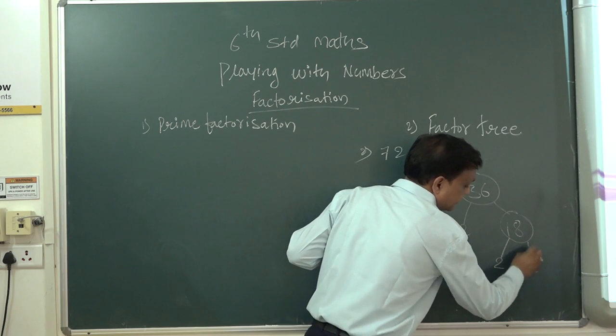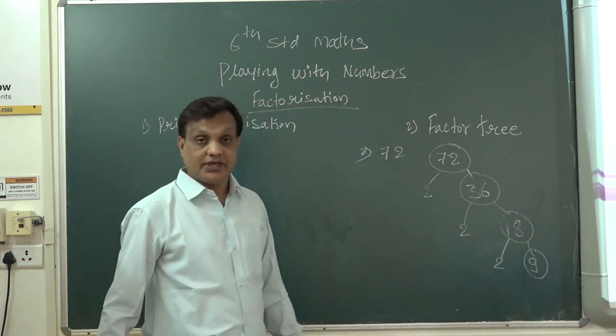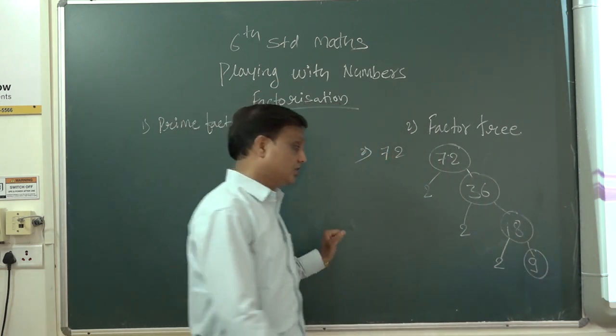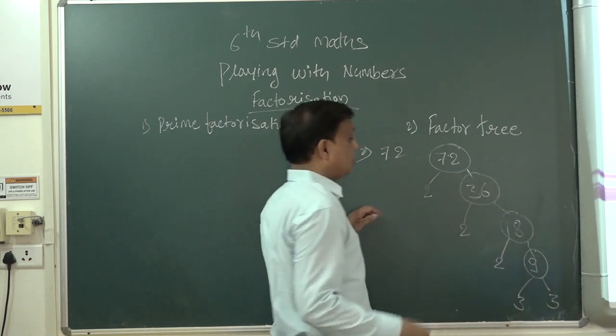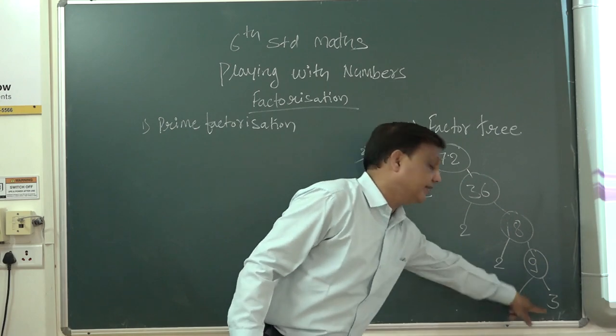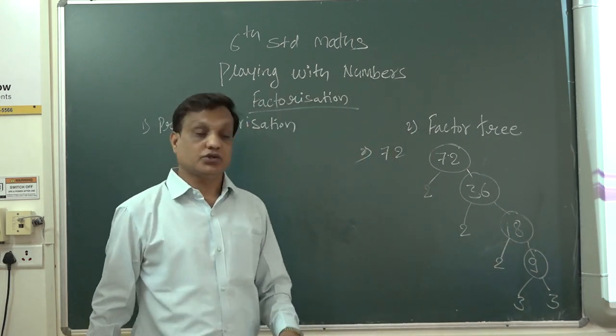2 9s are 18. Now 2 again is a prime number, and 9 is going to be divided by 3. So 3 3s are 9. So now these are 2, 2, 2, 3, 3. These are what? Prime numbers.